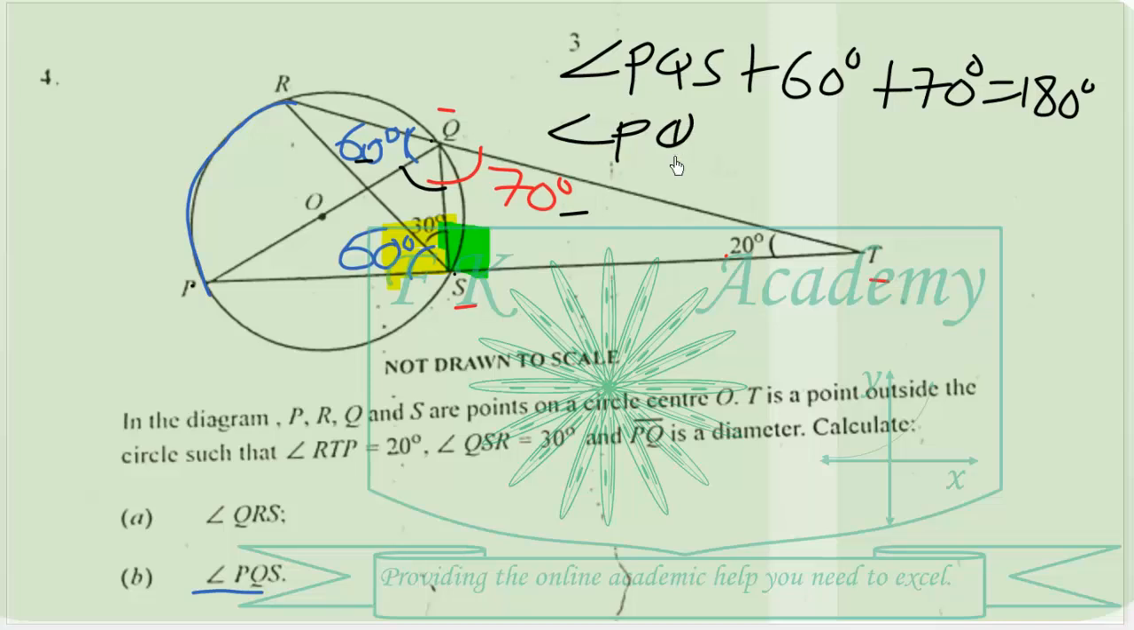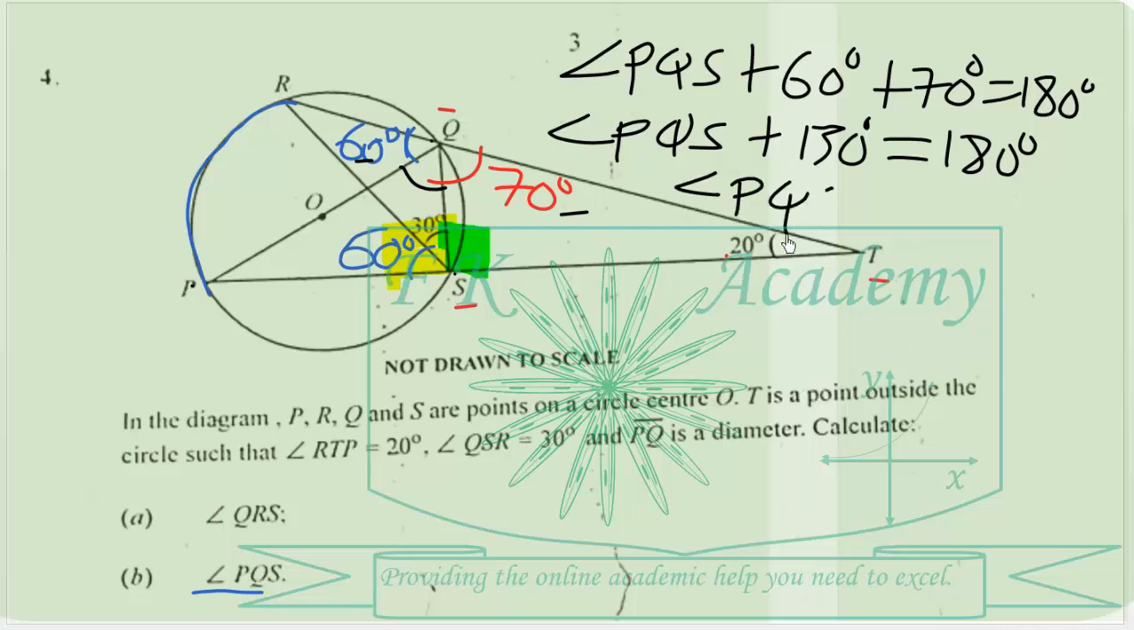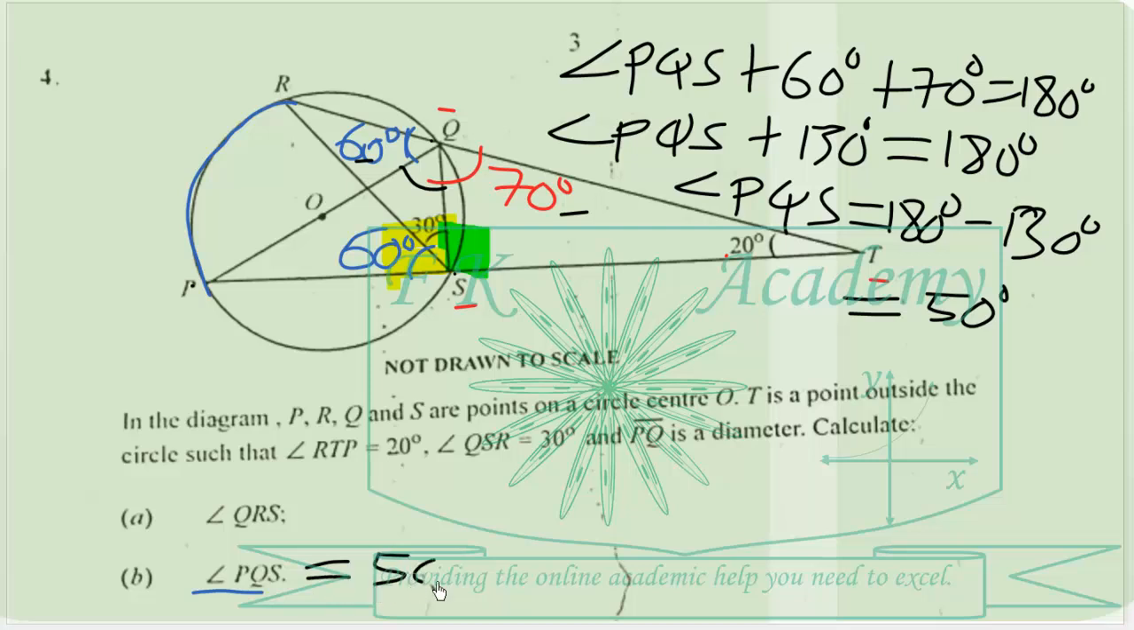So angle PQS plus 110 degrees is equal to 180 degrees. Is it 110 or 130? 60 plus 70 is 130. So angle PQS will be equal to 180 degrees minus 130 degrees, and that will give us 50 degrees. So the angle PQS is 50 degrees, and this one is 40 degrees.